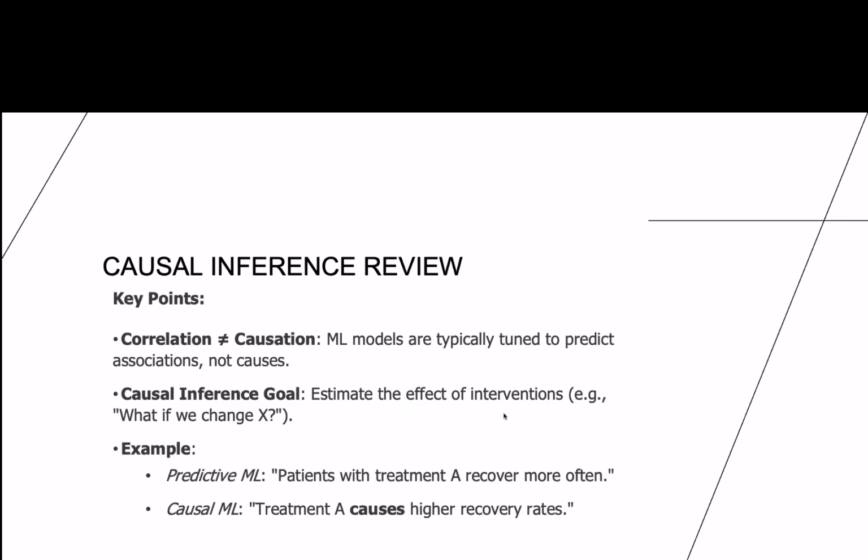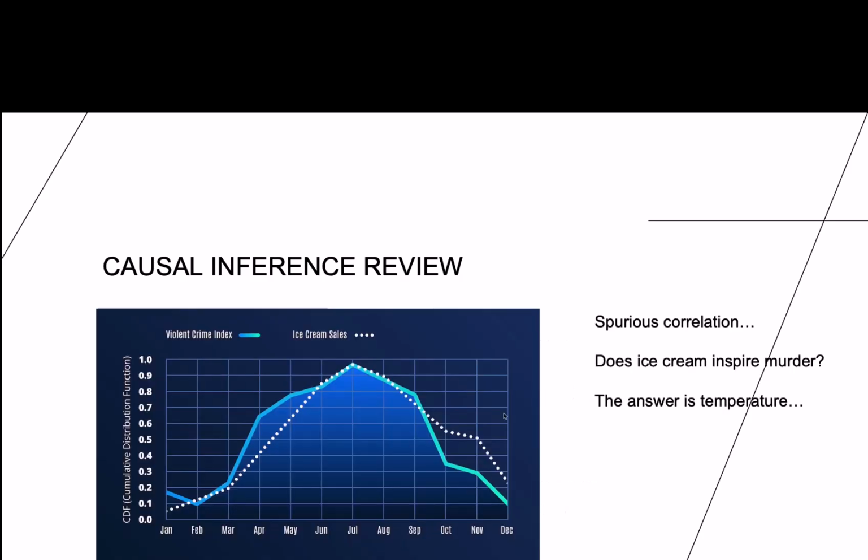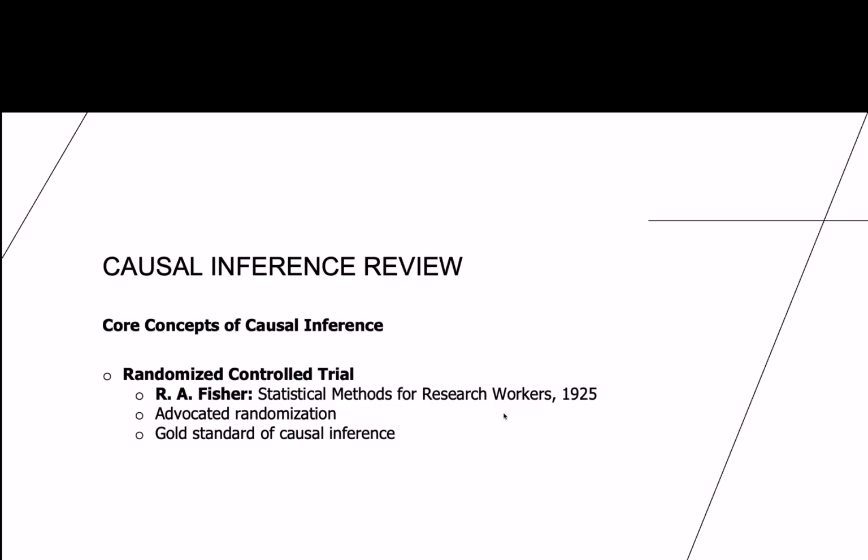Machine learning models are great at detecting patterns and associations, but they don't explain why something happens. That's where causal inference helps us go deeper by estimating the effect of interventions. Here's a classic example. Ice cream sales and crime rates often rise together, but one doesn't cause the other. The true driver is temperature. More people are outside in the summer, both eating ice cream and committing crimes. This is a textbook case of spurious correlation, and in observational data, hidden bias can sneak in. That's why we need methods beyond pure prediction to understand effects.